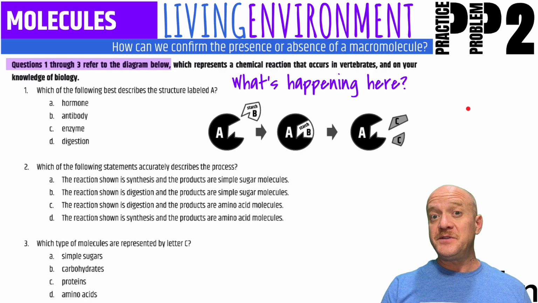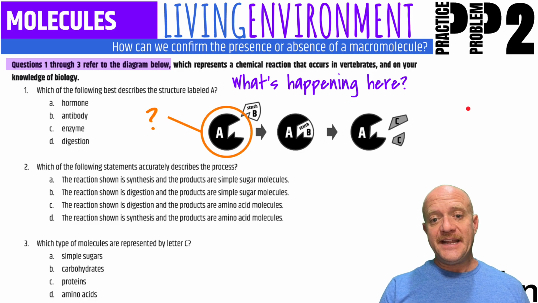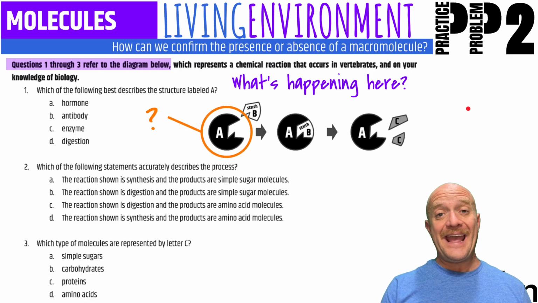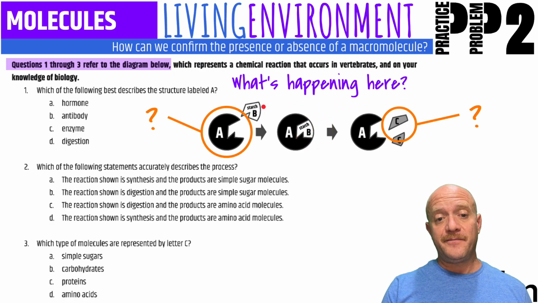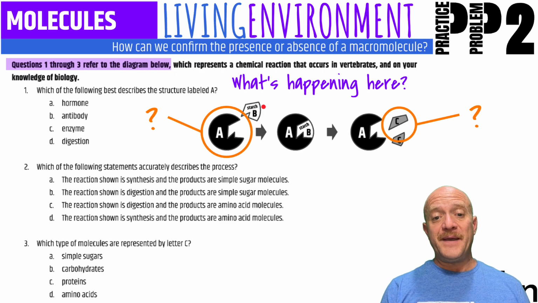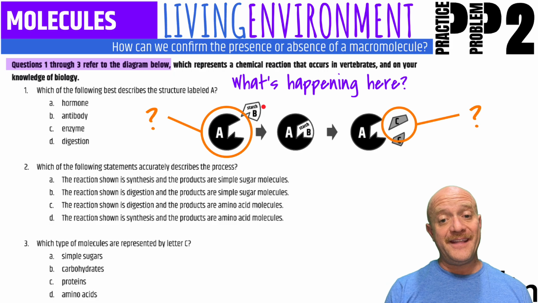So let's go ahead and use the keyword strategy to indicate what is letter A. Also, what is letter C? Fortunately for you, letter B has been labeled. Question 1. Which of the following best describes the structure labeled A? Well, if you annotated before, you already know what is labeled A.